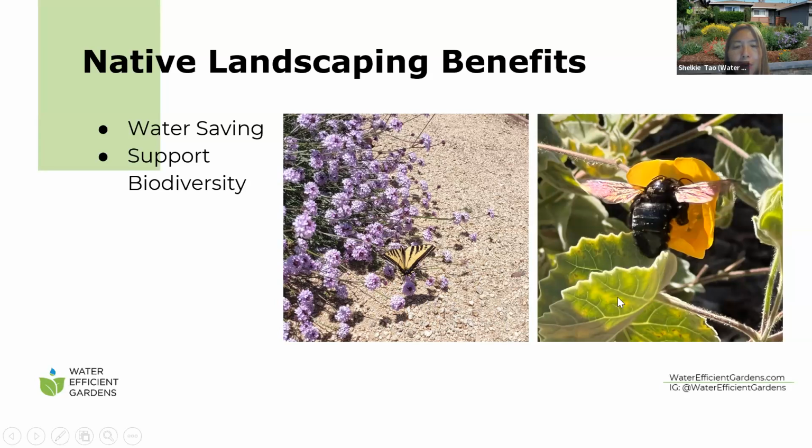And without these insects, the birds and the other wildlife on the top of the food web, the pyramid food web, do not have food as well. With that, the whole pyramid will pretty much shrink or even collapse. So that's how important the native plants are, and how important they are to our biodiversity.